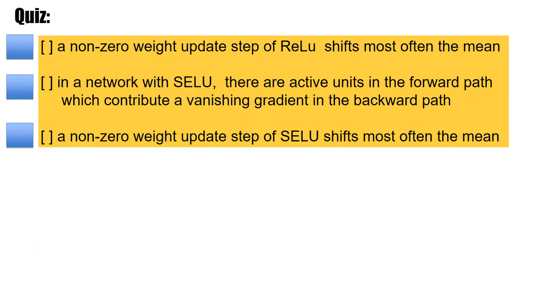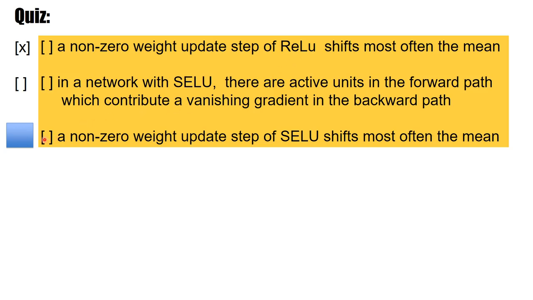So let us summarize what I've discussed so far in a little quiz. First statement: a non-zero weight update step of ReLU shifts most often the mean. If you agree, raise your hand now. And yes, this is correct. Second claim: in a network with CELU, there are active units in the forward path which contribute a vanishing gradient in the backward path. Well, think about this. No, this is wrong. So the CELU in that sense behaves just as the ReLU. It inherits the nice properties of the ReLU.